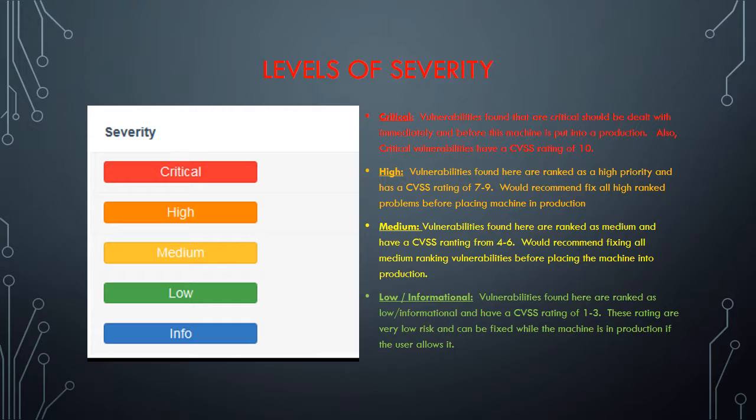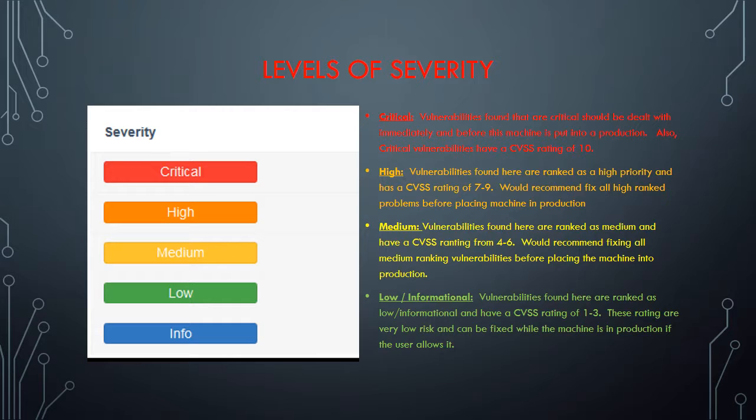Medium vulnerabilities are ranked as medium and have a CVSS rating of 4 to 6. I would recommend fixing all medium ranked vulnerabilities before placing a machine in production, but it's not as critical. Obviously, whenever you're placing a machine into production, you're picking and choosing the amount of risk you want to take with these vulnerabilities on them. For me personally, I would not put a machine in production with any vulnerabilities from medium up to critical. The only ones I would allow would be low or informational. At that point, I would put a machine into production.